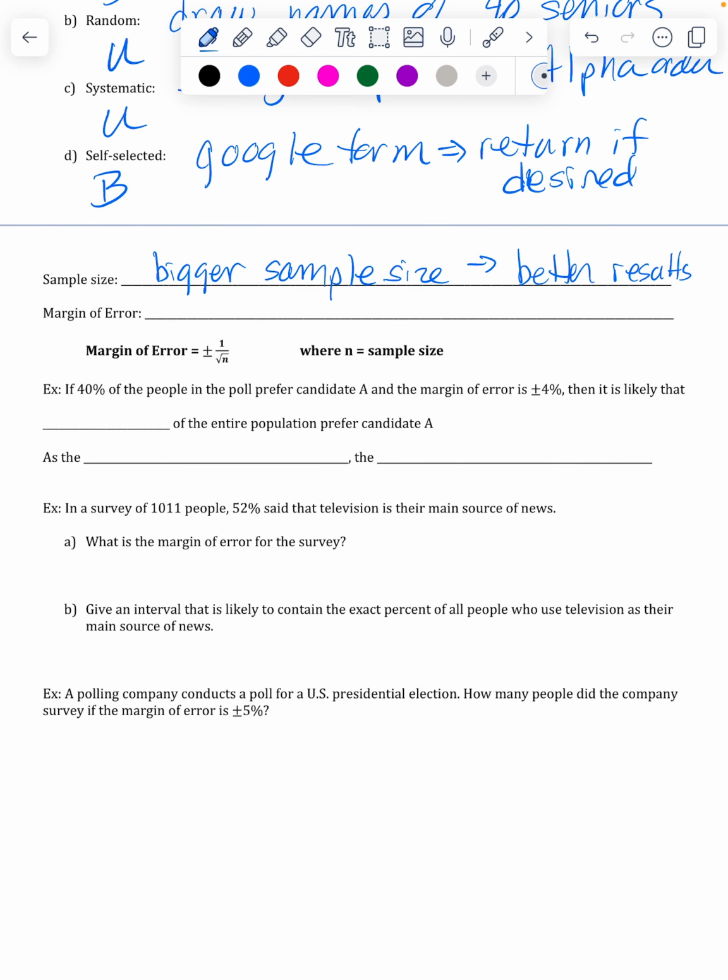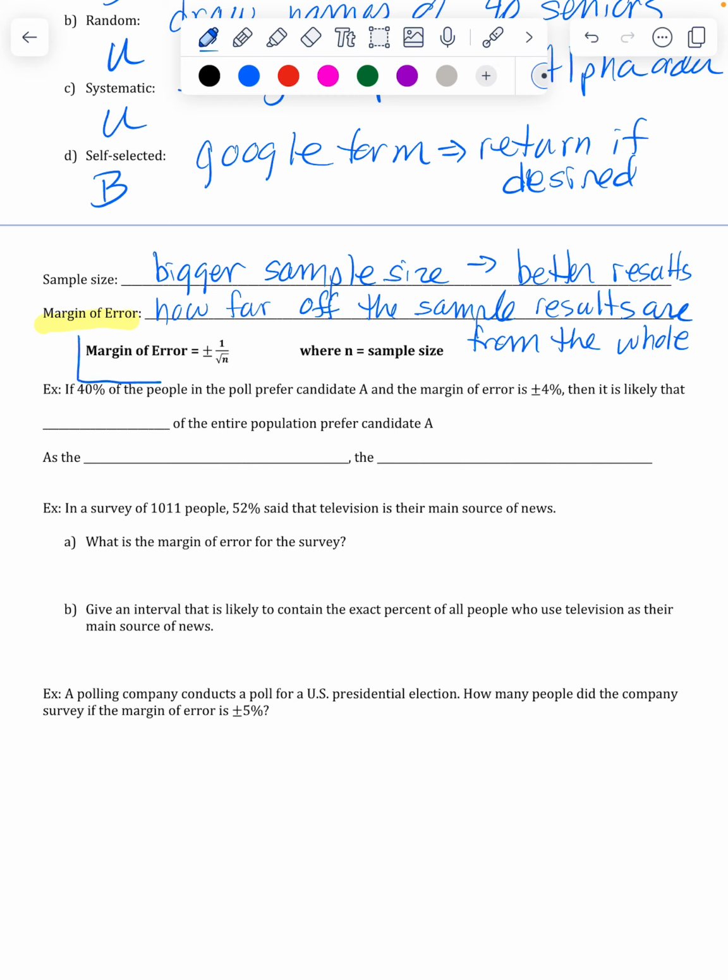Now, margin of error is going to be something we calculate. And margin of error is going to be how far off the sample results are from the population, from the whole. So it kind of measures accuracy. So as you have a bigger margin of error, you have less accuracy.